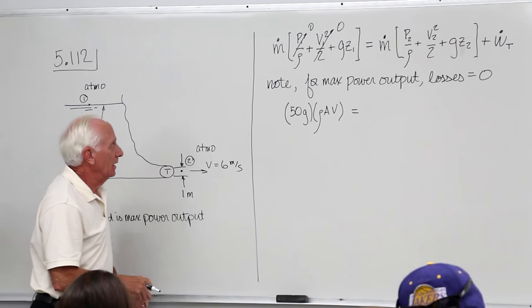That V in the mass flow rate is the same V as V2. Because where do I find the mass flow rate? Where the stuff leaves. So that V is V2 and that A is A2. Okay, so that's the simple case where the losses are zero. When the losses are zero, it makes life easy.